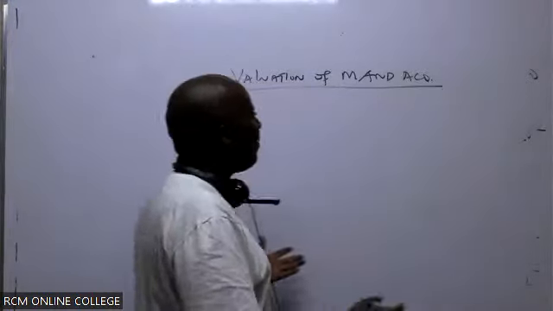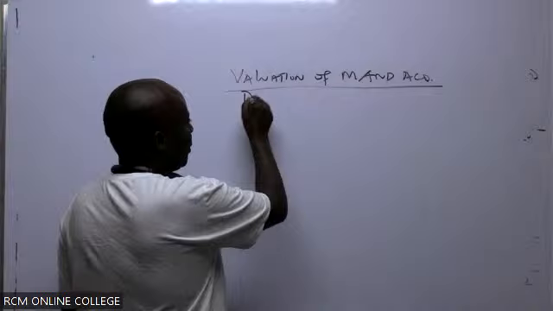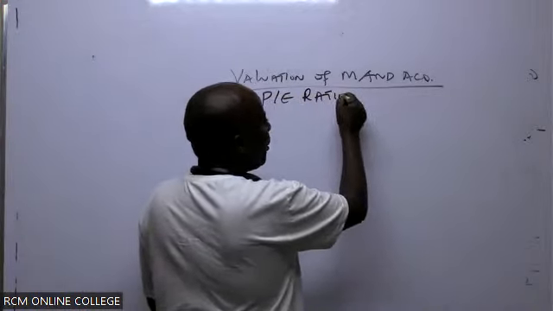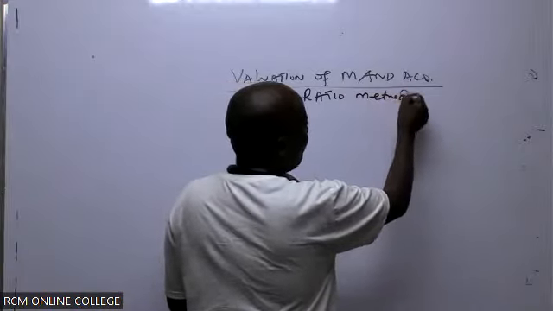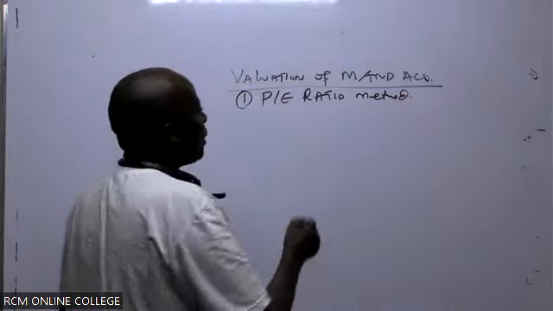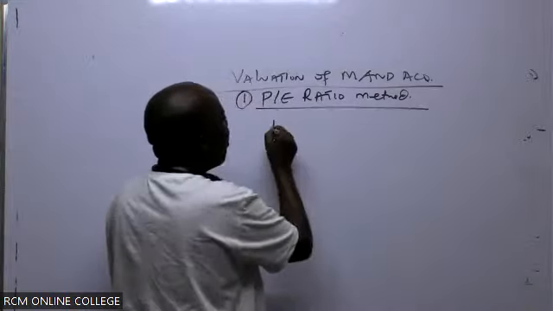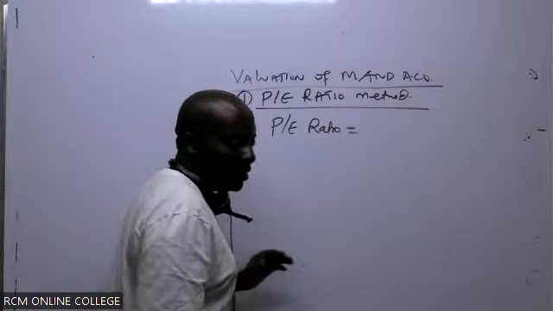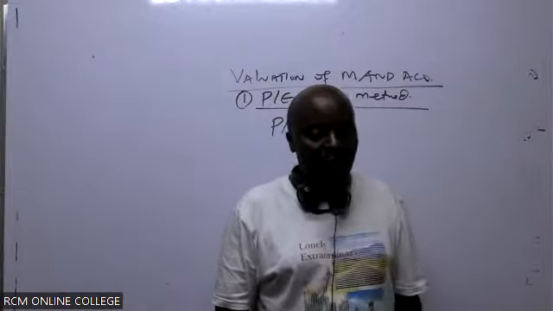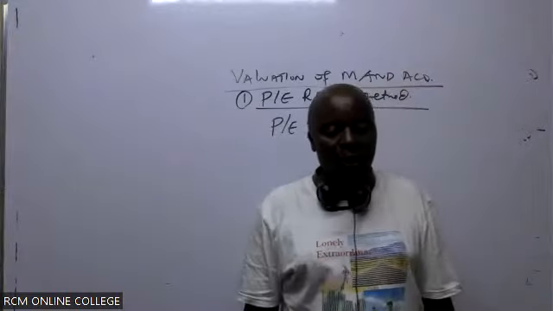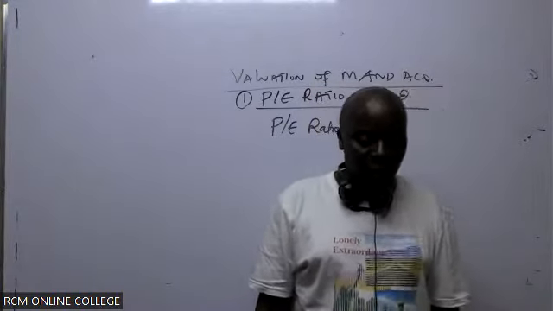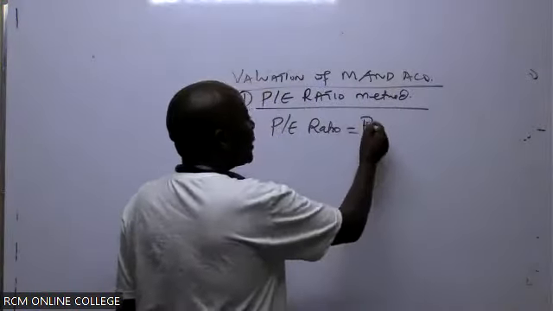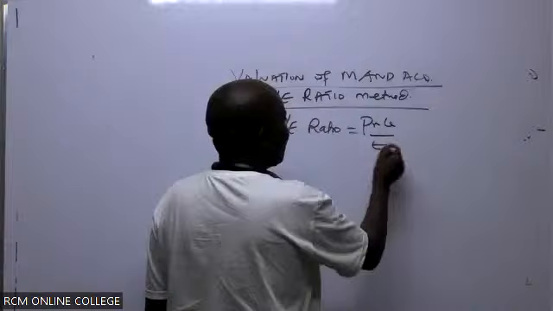So we have very many methods of valuing these mergers and acquisitions. One of the methods is what we call the PE ratio method. If you can recall, is there anybody able to remember the PE ratio formula? It's price over earnings. Thank you very much.